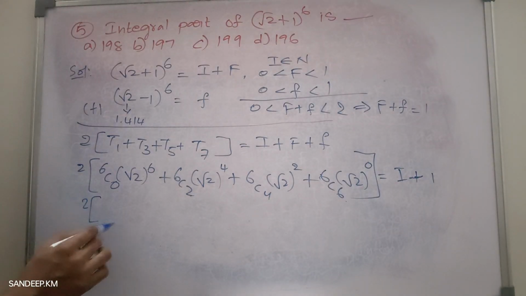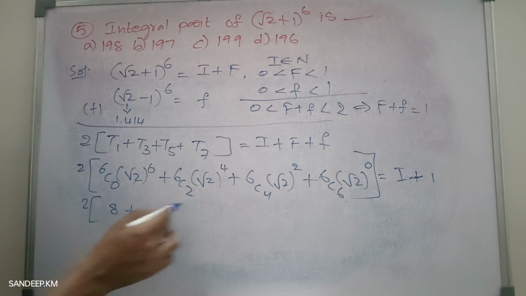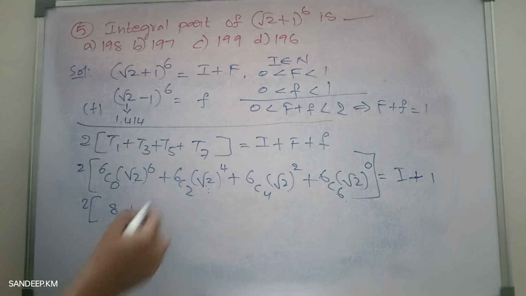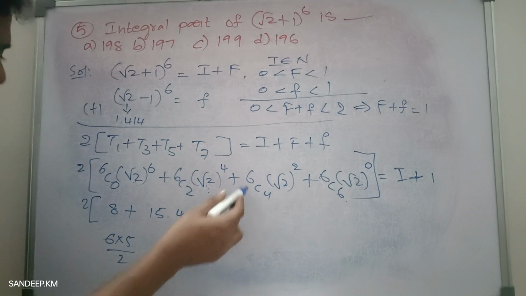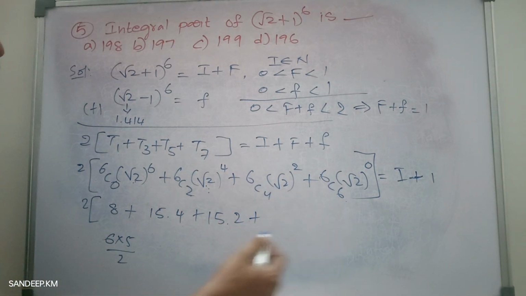So 2 times this value will be root 2 power 6, which is 8. The next one is root 2 power 4, which is 4, correct or not? 4 into 6c2. What is the 6c2 value? 6 into 5 divided by 2, you will get 15. 15 into 4 is 60, plus 6c4 is also 15 only, into 2 is 30, plus 6c6 is 1, into 1, this is also 1.